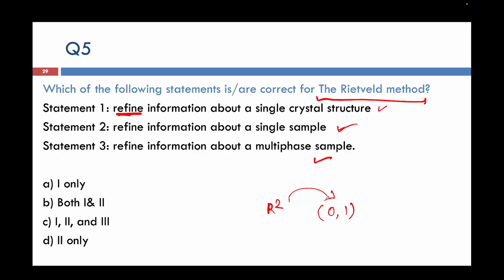It slowly refines. It takes into consideration all the UVW terms, all the ABC terms, that means the lattice parameters, and all the X-ray machine parameters, that means instrument broadening. It refines all these one by one, and then fits to your equation. That is why it is a refinement. Rietveld is a refinement method, so we do it for the accurate measurement of our sample. So the option will be C.